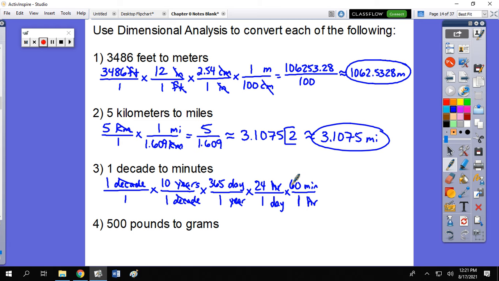Notice the entire bottom is 1, so all we need to do is multiply 1 times 10 times 365 times 24 times 60. And a decade has 5,256,000 minutes.